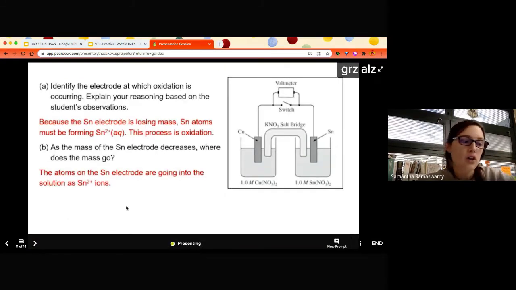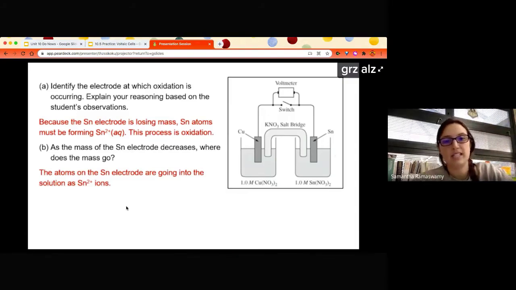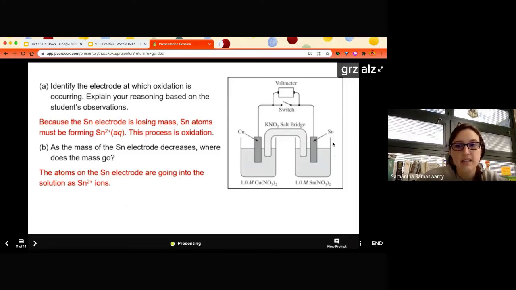So here is how College Board responded to these. This is College Board's answer. Because the tin electrode is losing mass, tin atoms must be forming tin 2+. This is oxidation. That was part A. Part B, the atoms on the tin electrode are going into solution as Sn2+ ions. So as the mass of the tin electrode decreases, the mass goes into solution. Sn is turning into Sn2+ ions, which are then just going into solution.